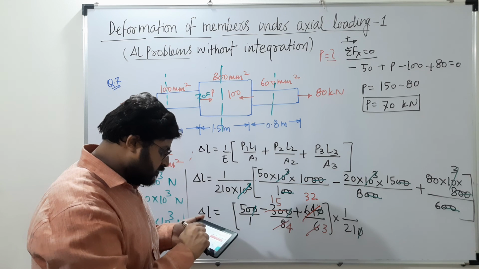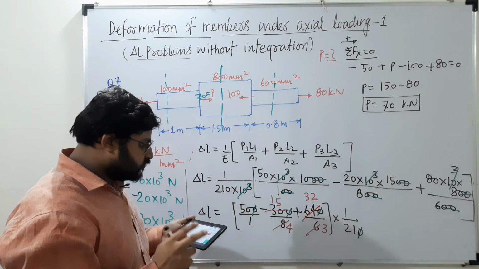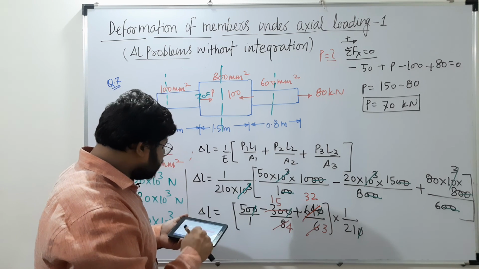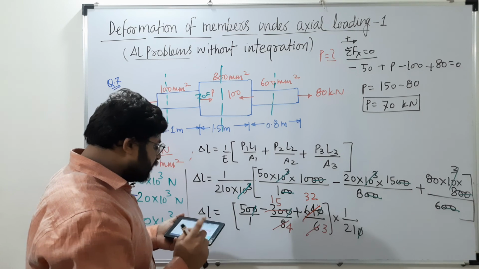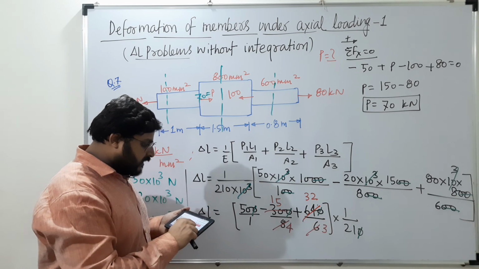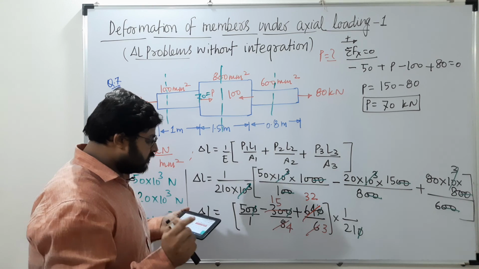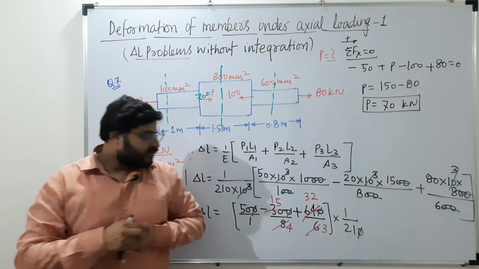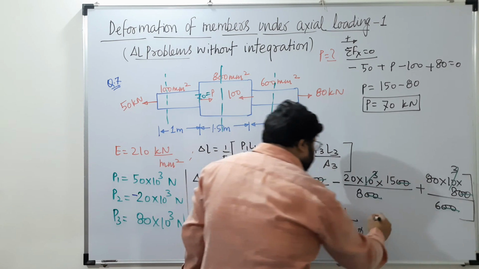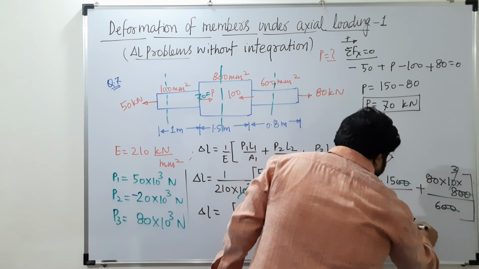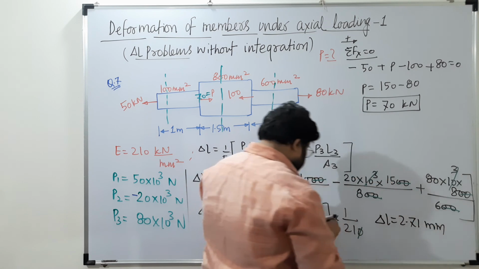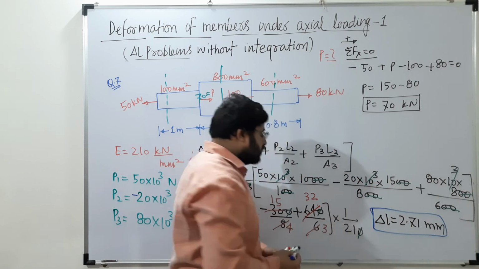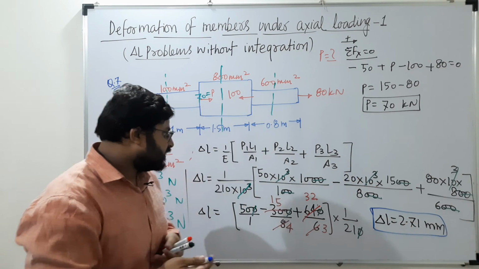32 by 3 is equal to 6.916, and this I need to add with 50. So I am getting somewhere around 56.91, and this is divided by 21. So I am getting this value as 2.71 millimeter. But I might have committed some mistake, so this answer cannot be taken as correct also, because this is some random data which I have given to you.